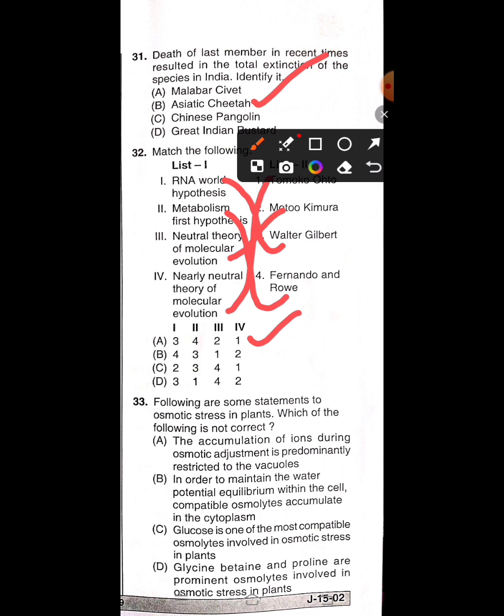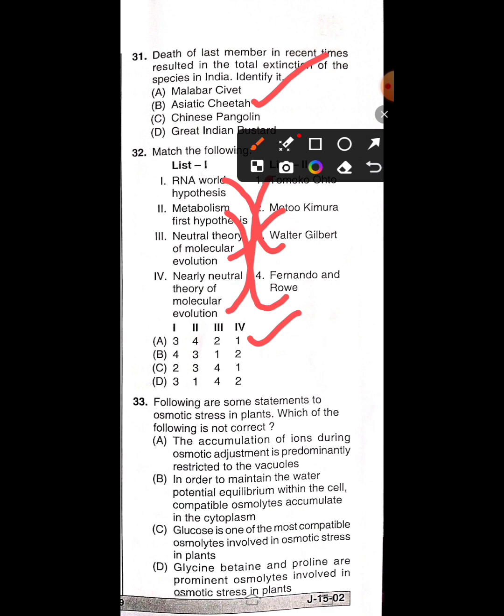Following are some statements related to osmotic stress in plants. Which of the following is not correct? Okay, so let's see the options. The accumulation of ions during osmotic adjustment is predominantly restricted to the vacuoles. In order to maintain the water potential equilibrium within the cell, compatible osmolytes accumulate in the cytoplasm.